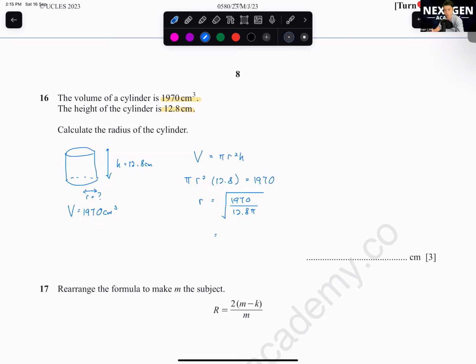This one we don't need to do plus minus square root because the radius will always be positive. So the final answer will be 7.00. Write it as 7.00, not 7, because this is an irrational number. You type in the calculator, it's not 7 exactly, right? It's 7.00 something. Your instruction from the front page is to write it to three significant figures if it's not a whole number.